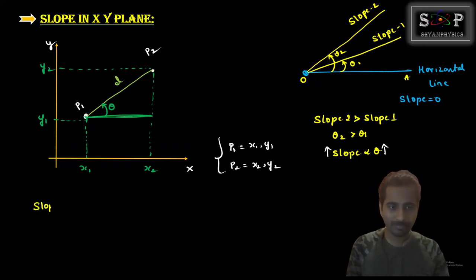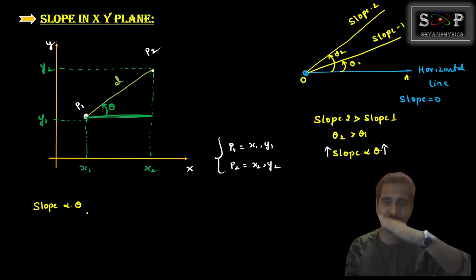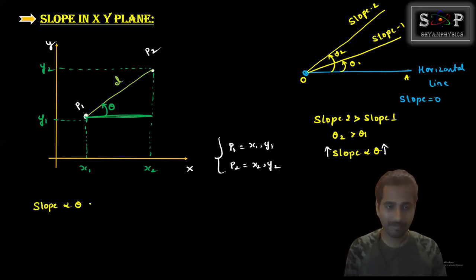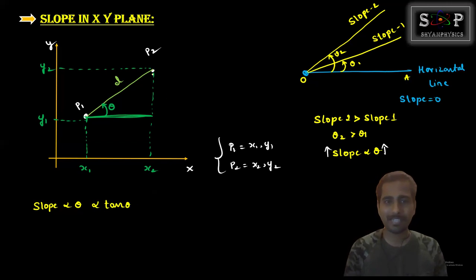Slope is basically proportional to theta, I told you. As theta increases, slope also increases. So we say slope is proportional to tan theta. What is tan theta? Simple. Tan theta for this angle means we need to take the opposite side by the adjacent side. Correct? What do we need to take? Opposite side by adjacent side.